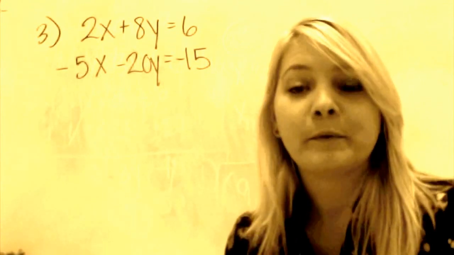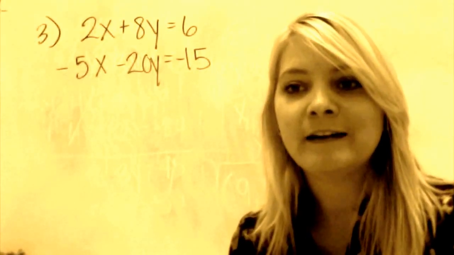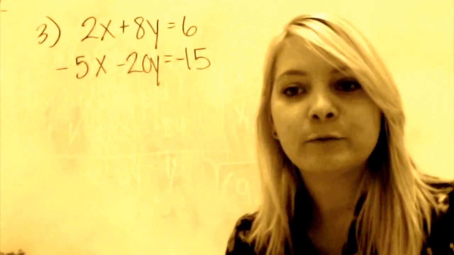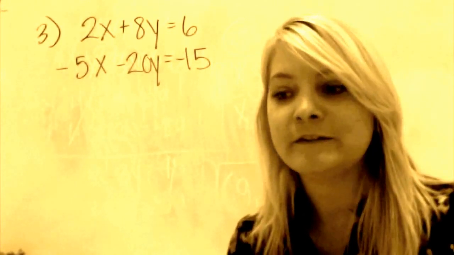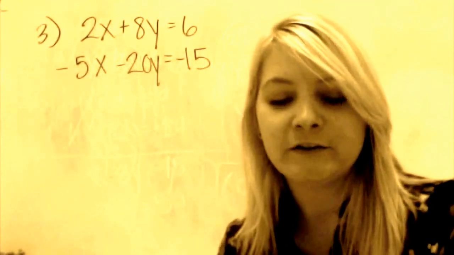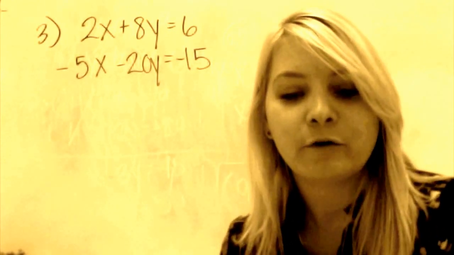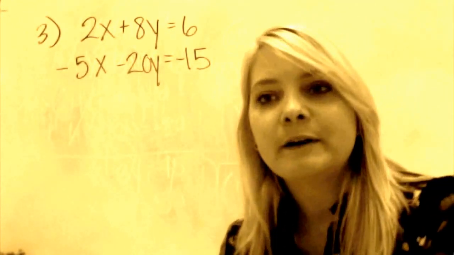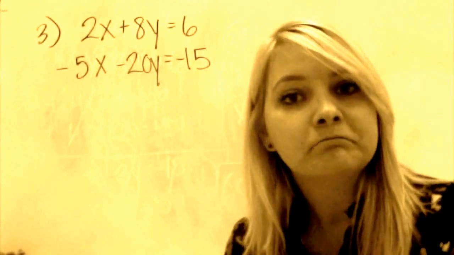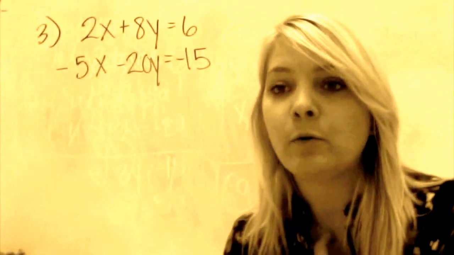All right, the third example we're going to take a look at is a linear system: 2x plus 8y equals 6, and negative 5x minus 20y equals negative 15. So our first step here, once again, we're going to multiply one or both of the equations by a constant to obtain coefficients that differ only in sign for one of the variables. Here we notice none of our coefficients are the same but differ only by sign. So we're going to need to multiply one or both of the equations.